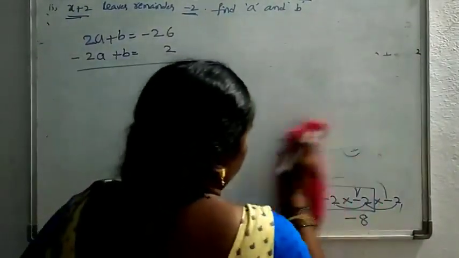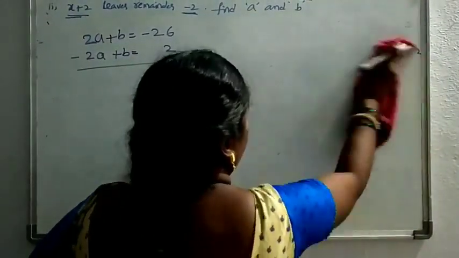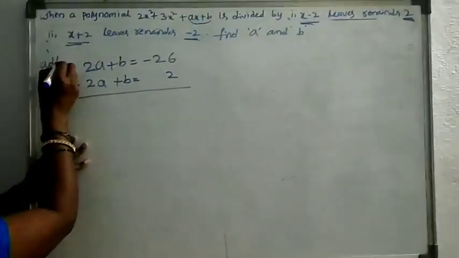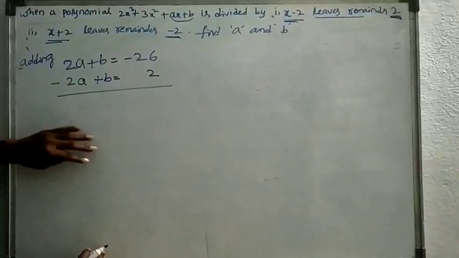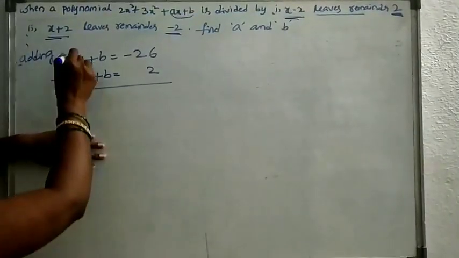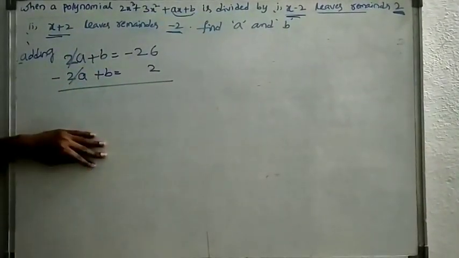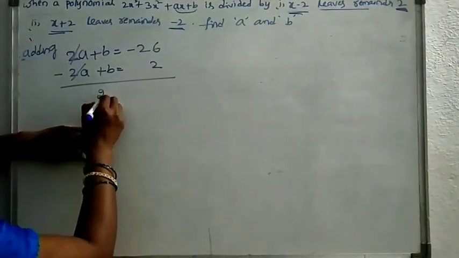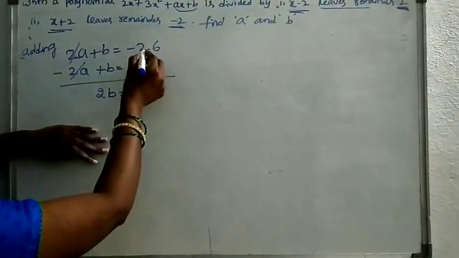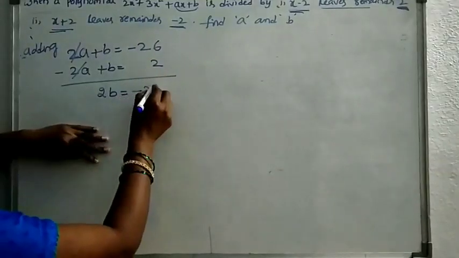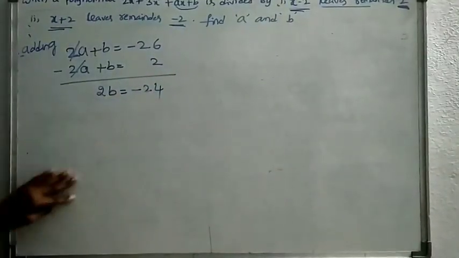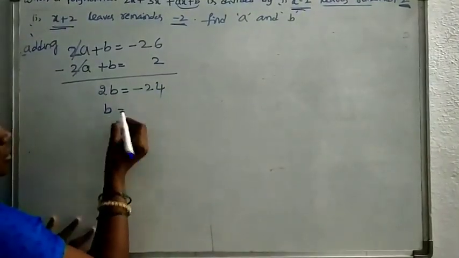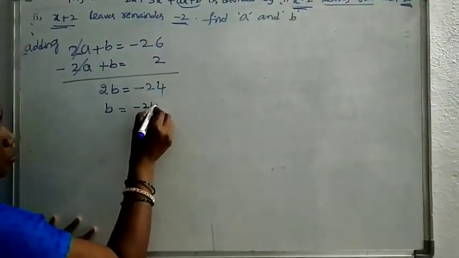Now we will add these two equations. So adding these two equations, plus 2a and minus 2a get cancelled. Plus b and plus b is plus 2b. Minus 26 plus 2 is minus 24. 2b is equal to minus 24.